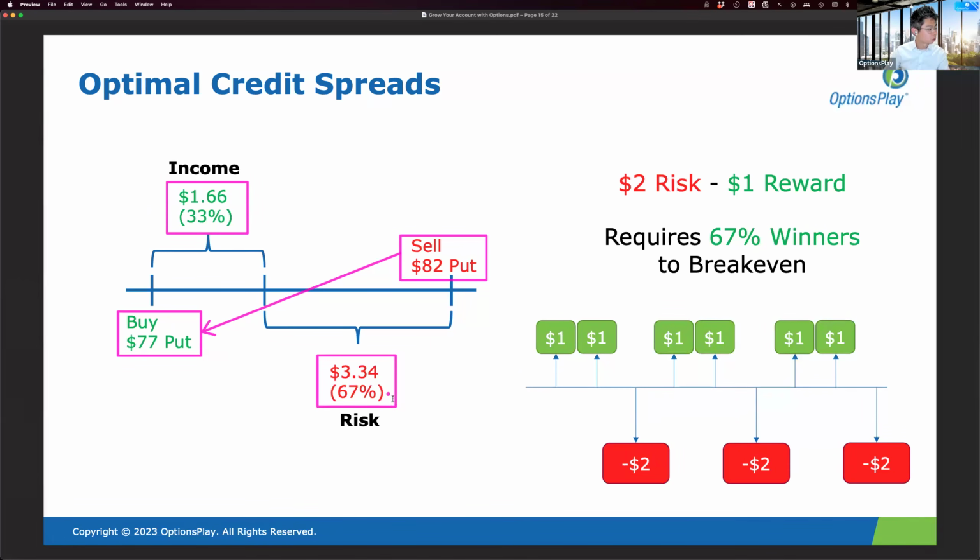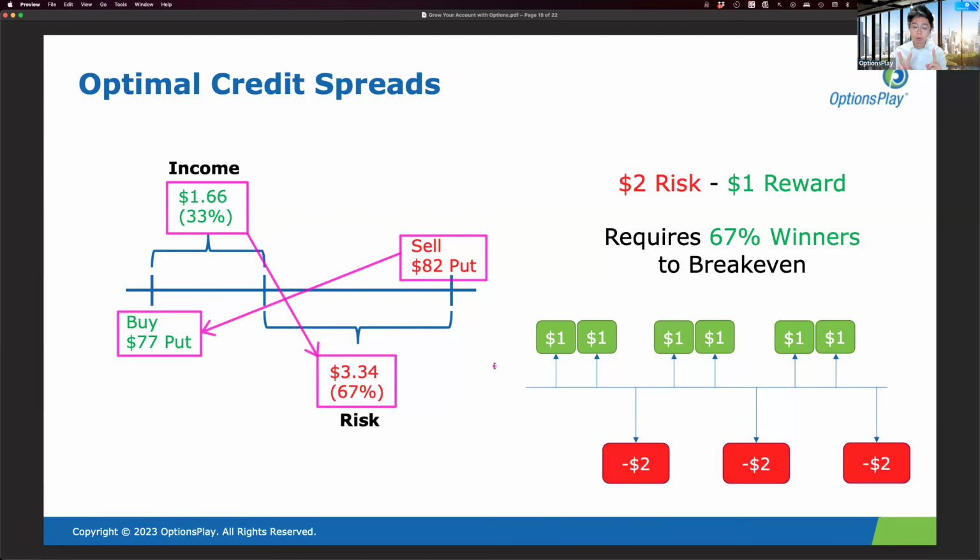is going to be my total risk, $3.34. If I could potentially make $1.66 and risk $3.34, that's a risk-reward ratio of 2 to 1. For every $1 I can potentially make, I'm risking $2 on the back of that.